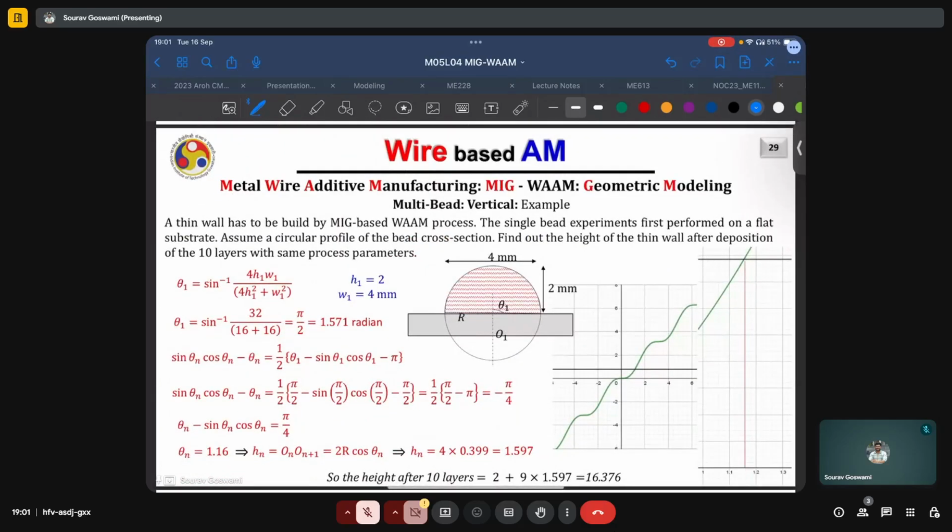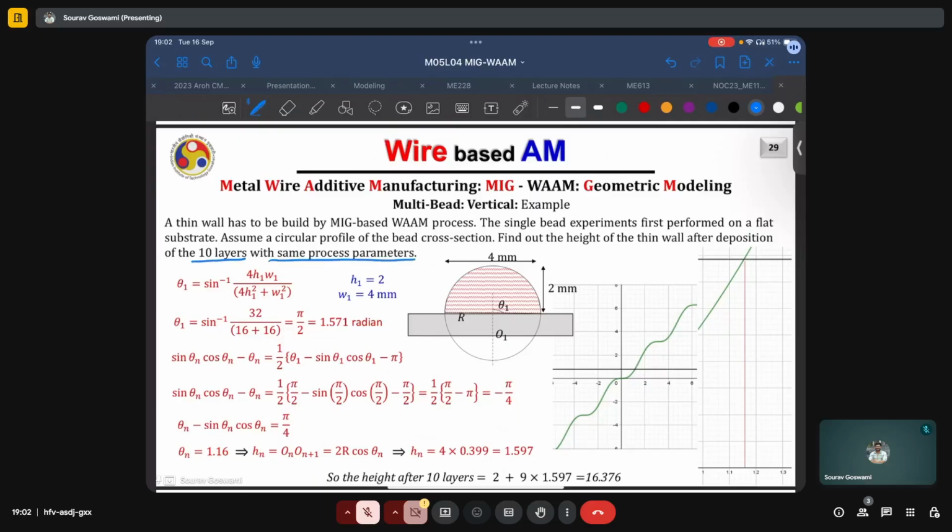An example has also been solved here based on this modeling concept, which says a thin wall has to be built by MIG-based WAAM process. The single bead experiments are first performed on a flat substrate. Assume a circular profile of the bead cross section and find out the height of the thin wall after deposition of 10 layers with the same process parameters.